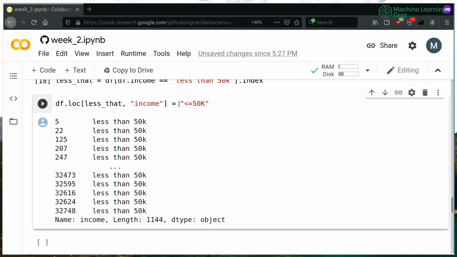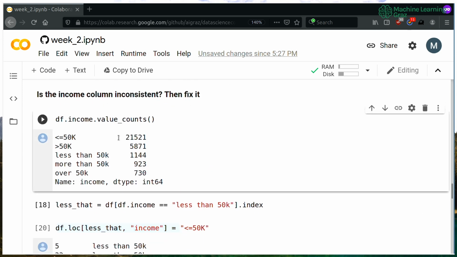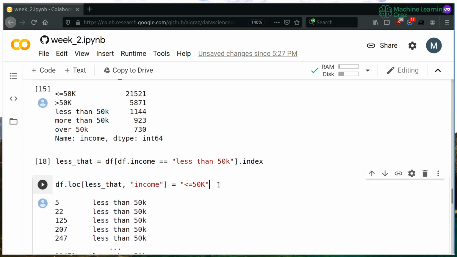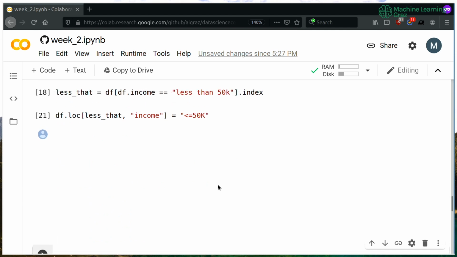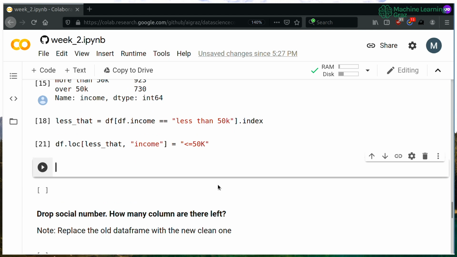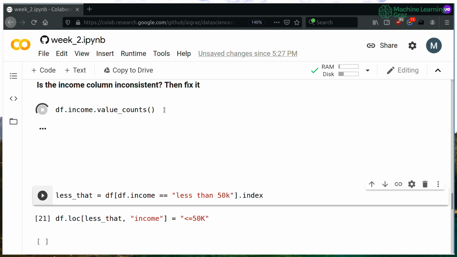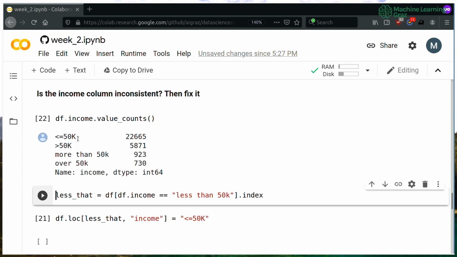Note that I write big K, because that's how it was defined above here. As you can see, this is a big K. So be very careful when you do the exercise with us. Write it this way so you won't have any problem. And if I press Shift Enter, it's done exactly what I wanted. If I run value counts again, going to the row above, we can see it's gone, because we replaced it with smaller equal 50k.